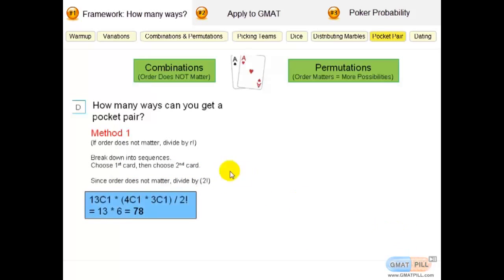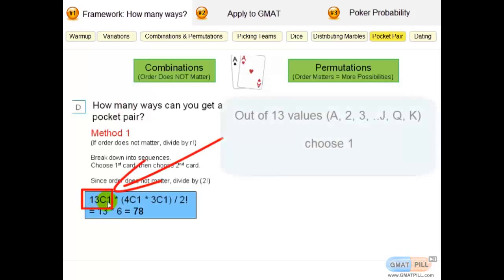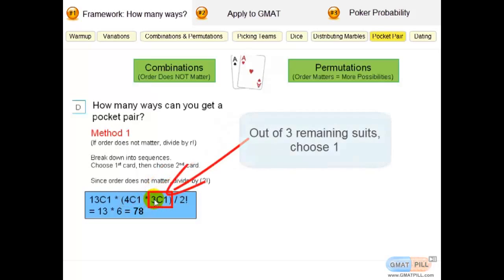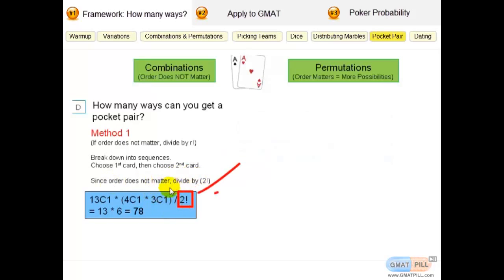So the calculation is, you have 13 values from ace to king. Out of those 13, you choose 1 to be that pair. Then you multiply by the 4 suits. Out of the 4 suits, you choose 1 of those suits. Then out of the remaining 3 suits that are left over, you choose 1 again. And then you divide that by 2 factorial because order does not matter, and you did 2 sequences here: 1 for the first card, 1 for the second card. And that gets you to 78.